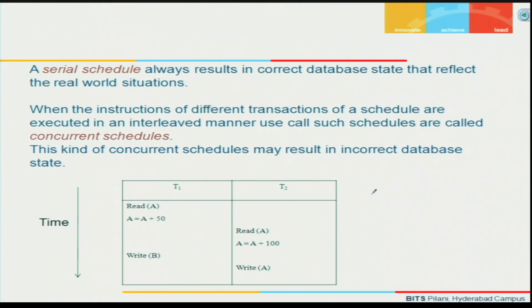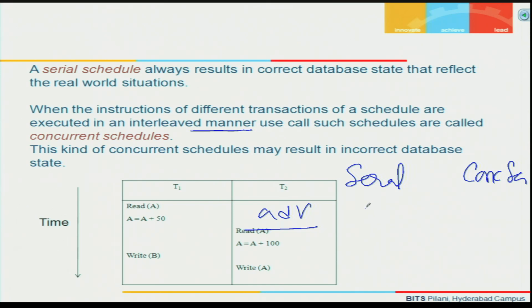When instructions of different transactions of a schedule are executed in an interleaved manner, we call such schedules concurrent schedules. This kind of concurrent schedule may result in an incorrect database state. That means you have serial schedules and then you have concurrent schedules. What are the advantages of these? The advantage of a serial schedule is that it always results in a correct database state, while a concurrent schedule may result in an inconsistent state.